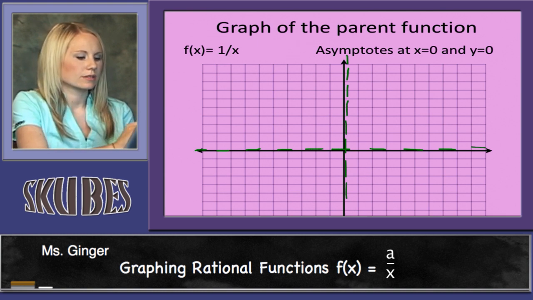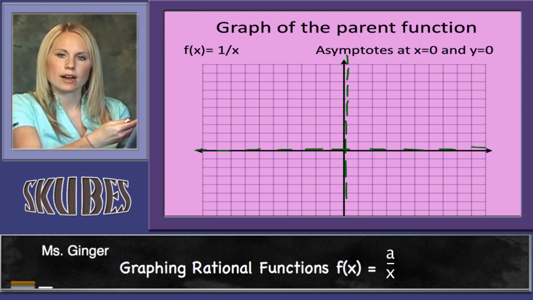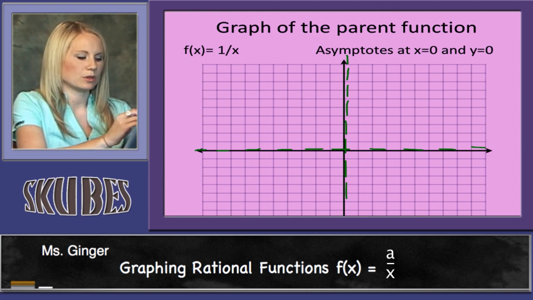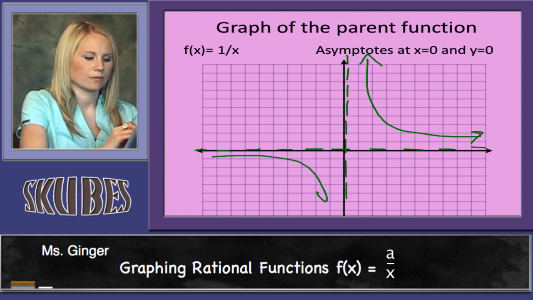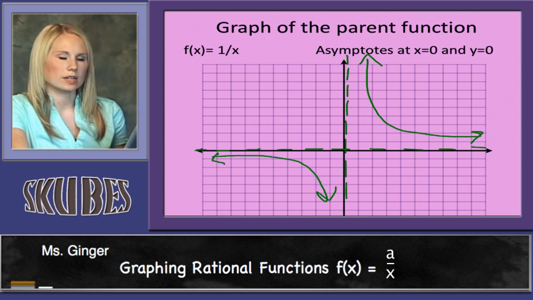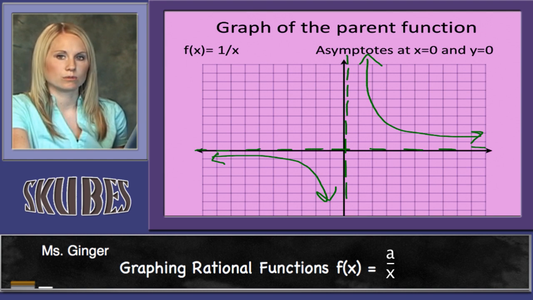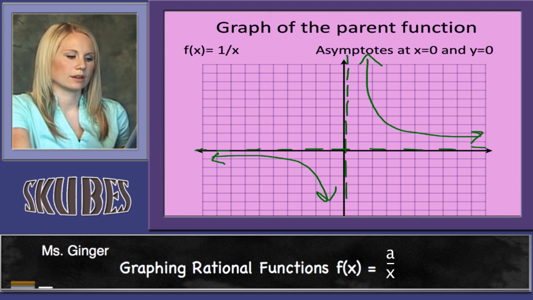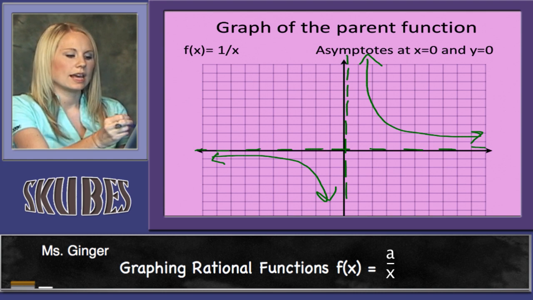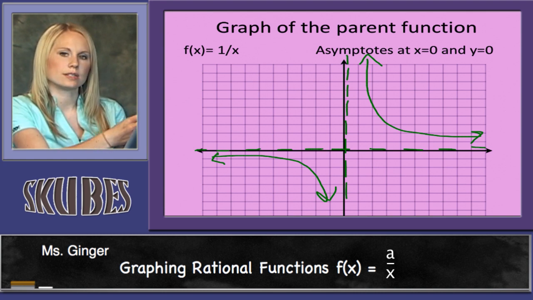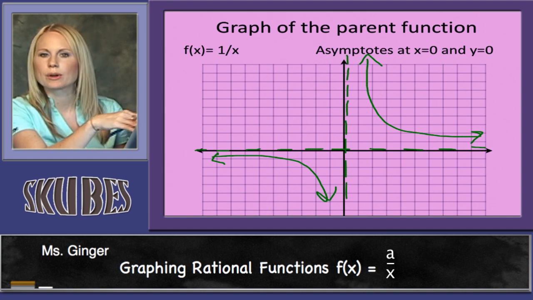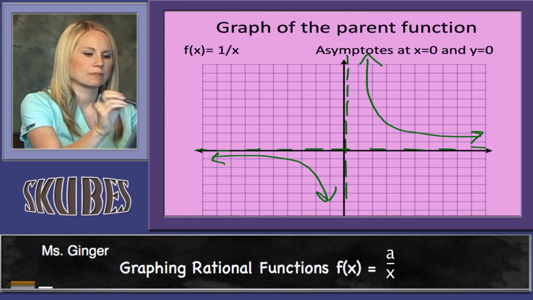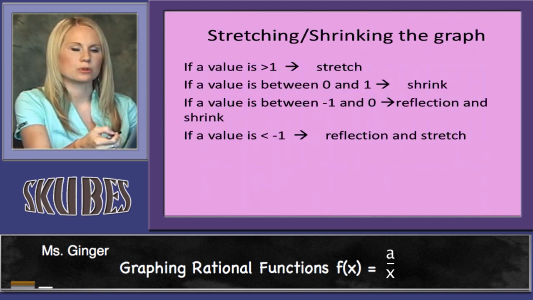So 1 over x here. If we made a table of x, y values and plotted them, you would get a general picture, something like this. I'm just going to show you the general shape. The parent graph has a left-hand side which is decreasing, and a right-hand side which is also decreasing, and it cannot touch these middle lines of x equals 0 and y equals 0. So it's going to curve around those. There are two parts to it.